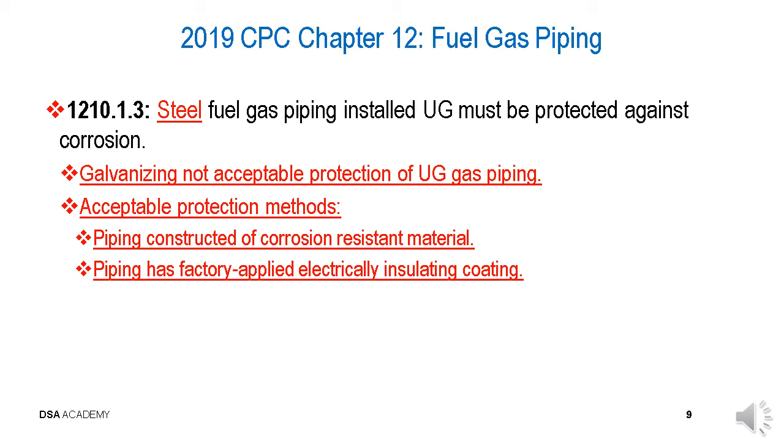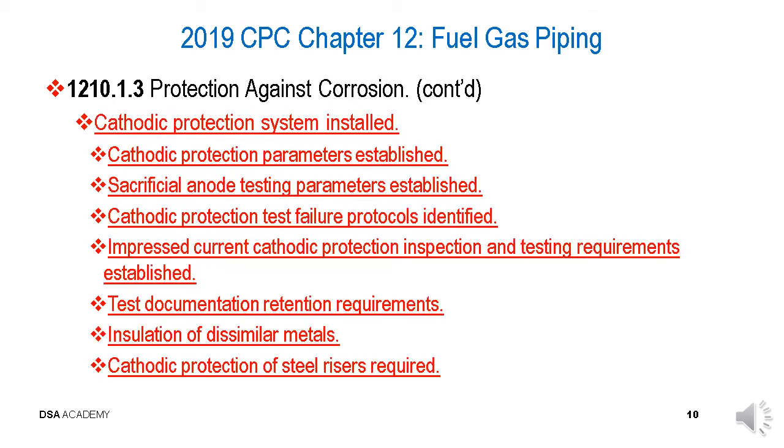Continuing on with fuel gas piping, in 1210.1.3, steel fuel gas piping installed underground must be protected against corrosion. Galvanizing is not acceptable protection of underground gas piping. Acceptable protection methods are as listed here. Piping must be constructed of corrosion-resistant material, or the piping has a factory-applied electrically insulating coating. Therefore, in these sections, the protection of steel underground fuel gas piping is addressed in more detail.